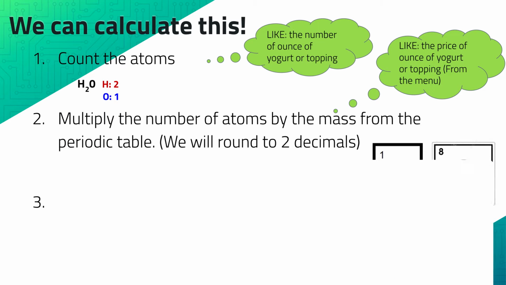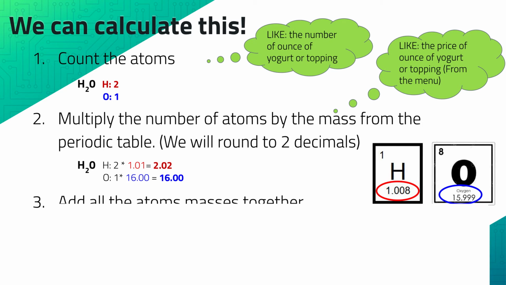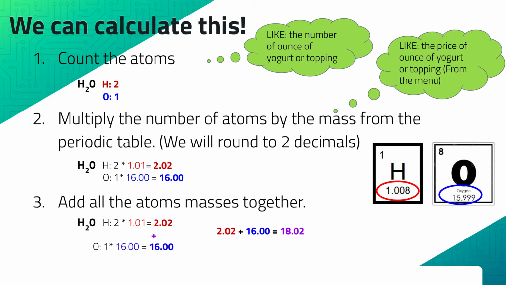Step 2 is multiply the number of atoms by the mass on the periodic table. We'll round to 2 decimal places here. If we look, we have hydrogen's molar mass here, and oxygen's molar mass is here. So we have 2 hydrogen atoms times the molar mass, 1.01, because we rounded this molar mass to 2 decimals, equals 2.02. Oxygen, rounded to 2 decimals, was 16.00, and we had 1 of them, so 1 times 16 is 16. And the last step is add the masses together.